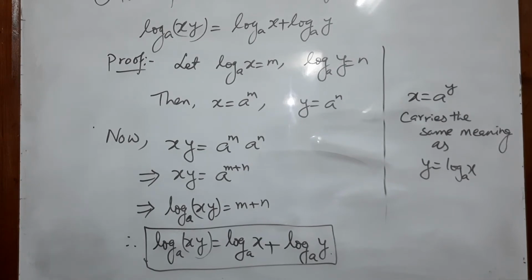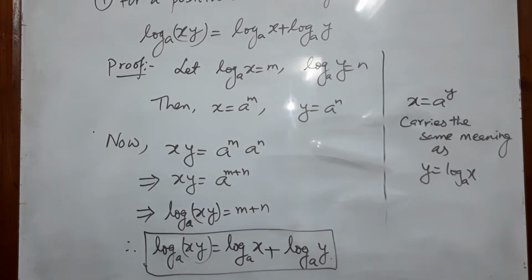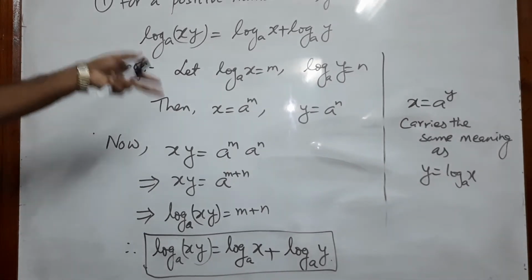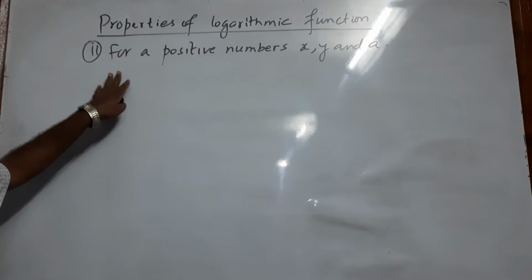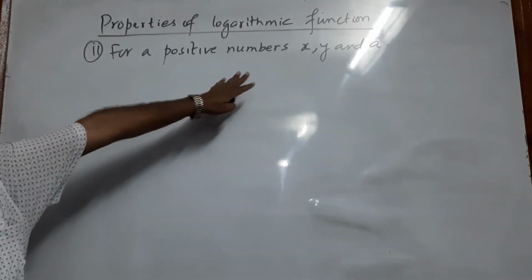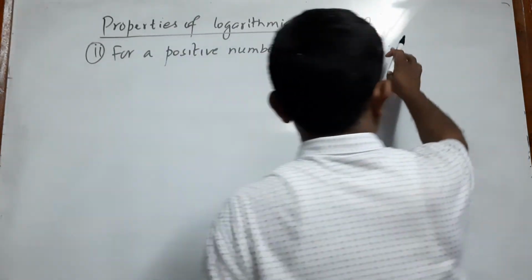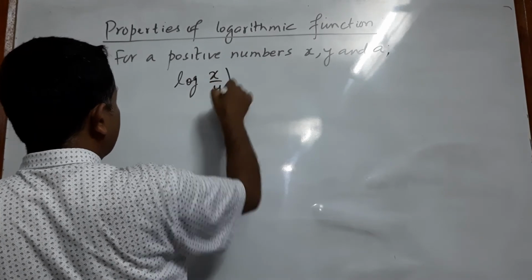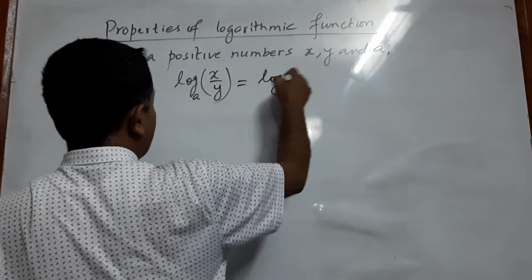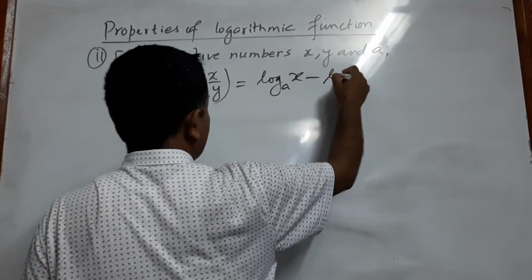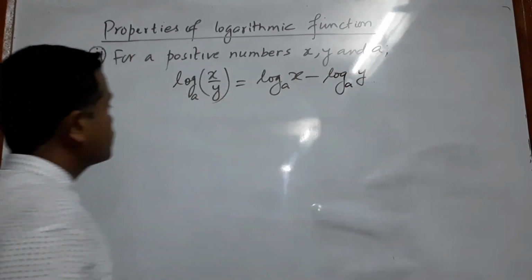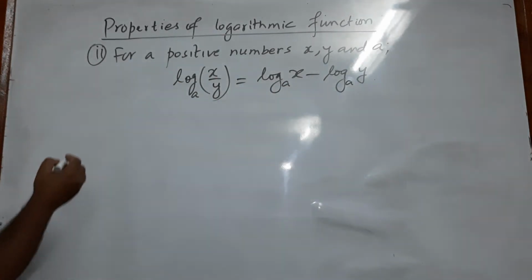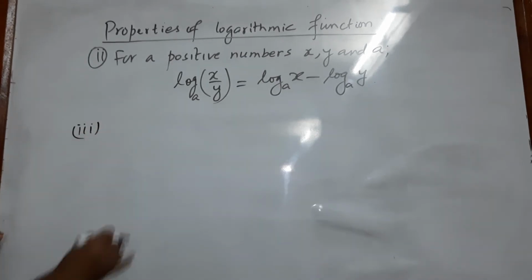Similarly, next for positive numbers x, y and a, the quotient changes into a difference. Property number 2, for positive numbers x, y and a, log of x over y with base a equals log of x with base a minus log of y with base a. So here this quotient changes into the difference.